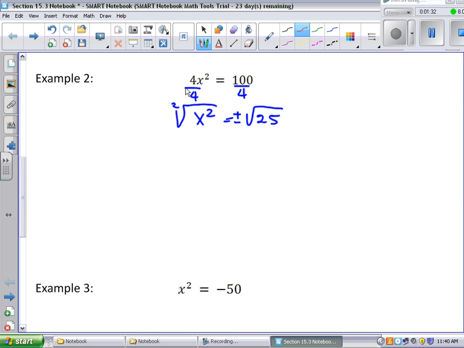Now, the square root of x squared is x. So now we'll have plus or minus, and the square root of 25 is 5. So my answers will be 5 and negative 5.